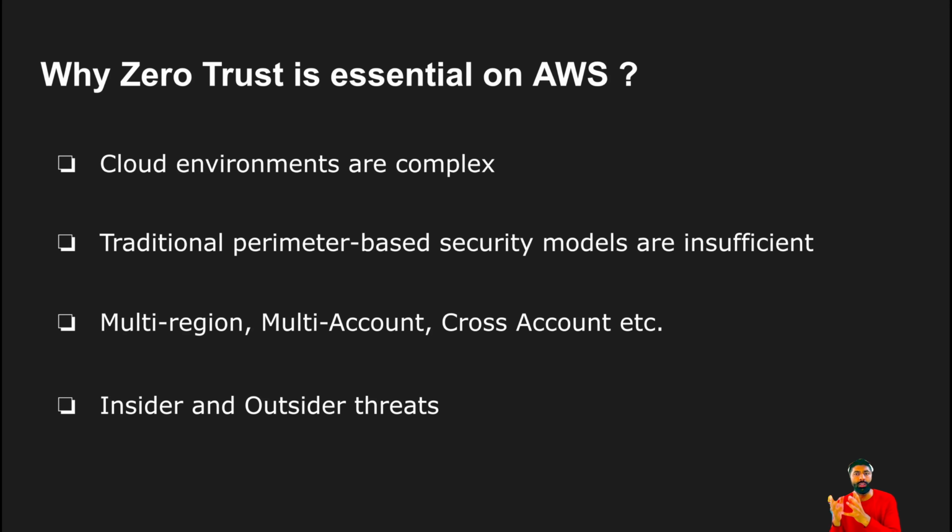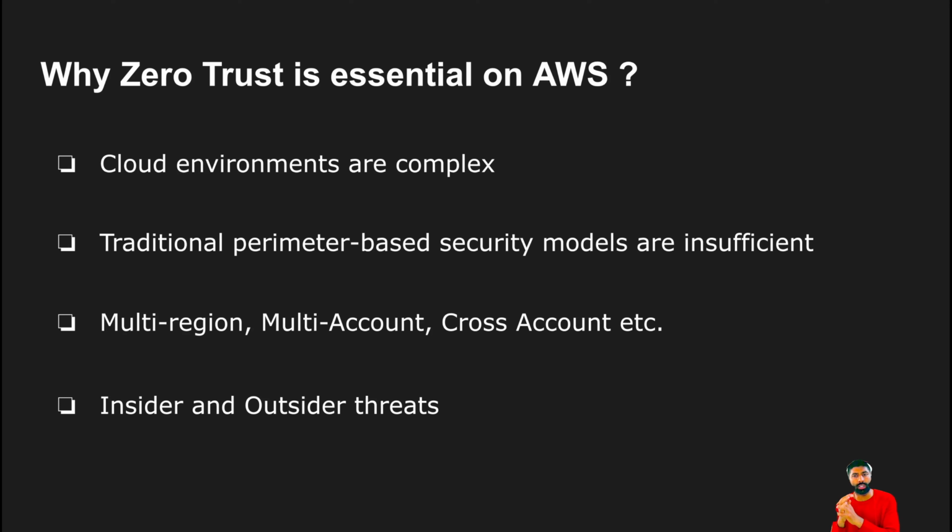So, let's understand why Zero Trust is essential on AWS. Cloud environments today have become more complex. For example, if you look at AWS, AWS has a distributed and scalable infrastructure. And for that reason, it requires strong security controls. And Zero Trust architecture can help with those strong security controls.